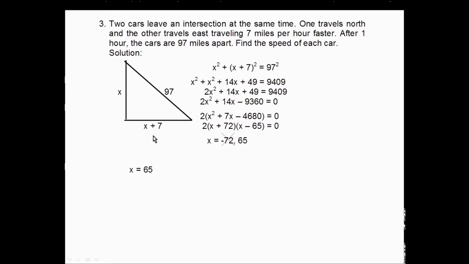The other one is x plus 7. 65 plus 7, I get 72. What an amazing coincidence. So the eastbound car is 72 miles per hour. Excuse me, the northbound car is 65 miles per hour, and the eastbound car is 72 miles per hour.